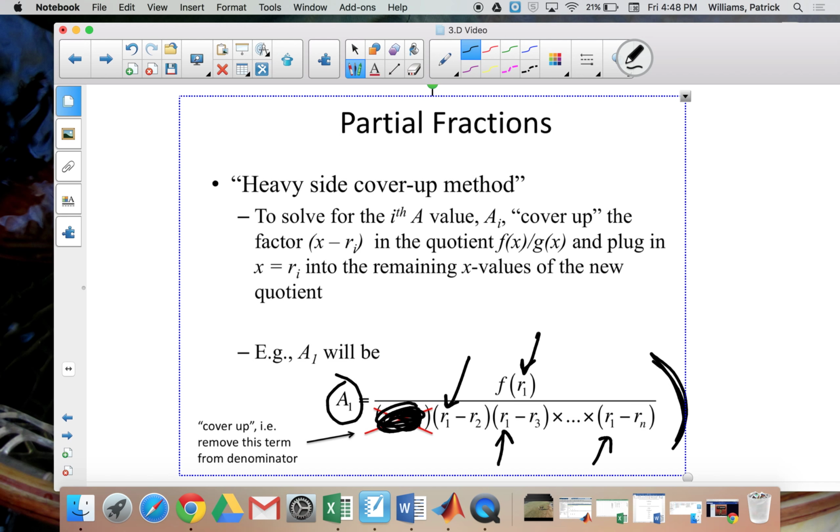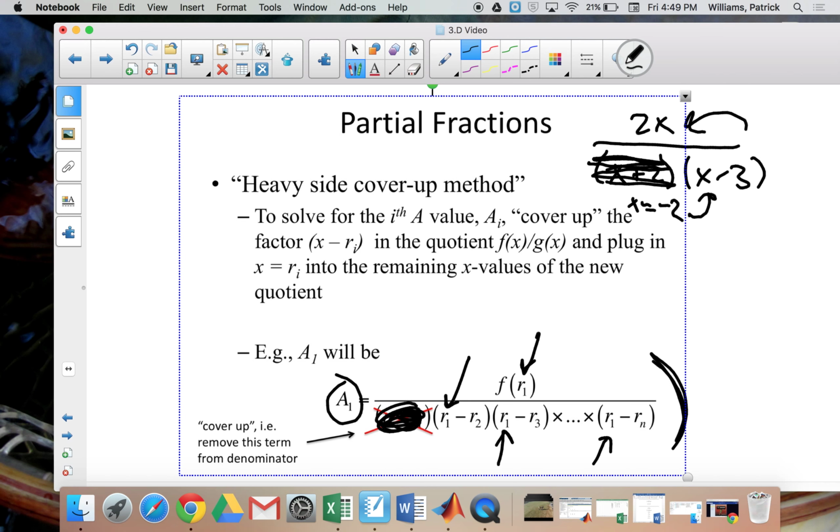So again, if we have a function that's like, let's say, 2x over (x plus 2)(x minus 3), in this case what we'll do is we will cover up the x plus 2 and we will plug in the root that makes that 0, which was x equals negative 2. So we will plug in x equals negative 2 for this x and this x, making sure we cover up that thing right here. Now, why do we do that?